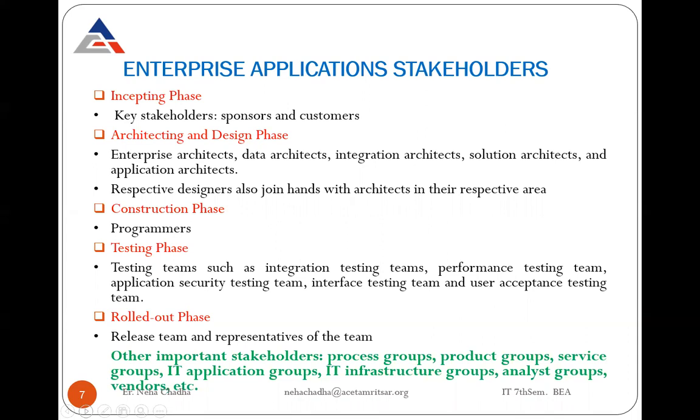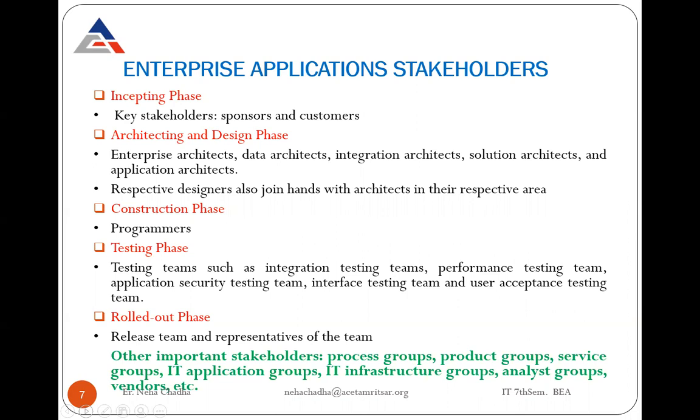Here you will find all the persons working in different areas, with different names. We call these enterprise application stakeholders. Other important stakeholders: process group, product group, service group, IT application group, IT infrastructure group, analyst group, vendors, etc. These were the main ones related to your phases. It could be possible that you may find some other stakeholders working under different groups.